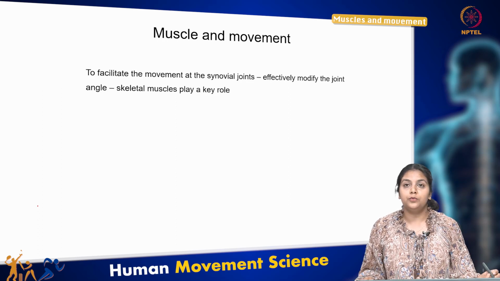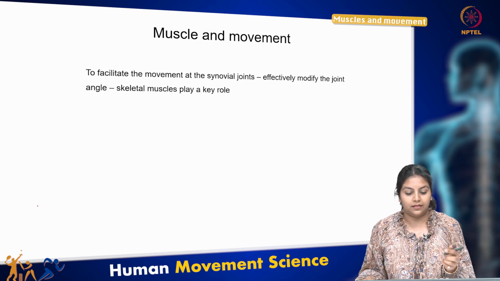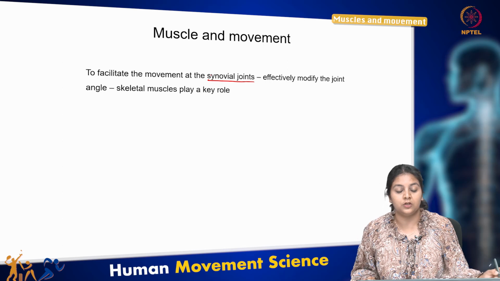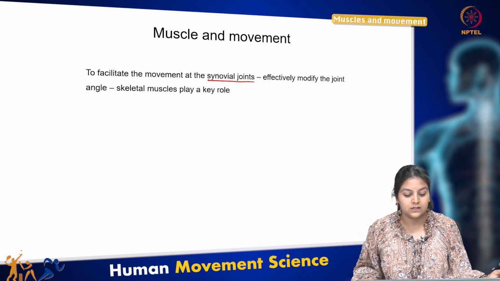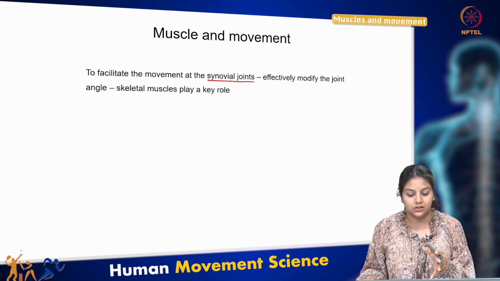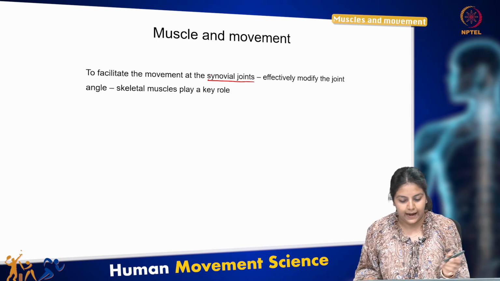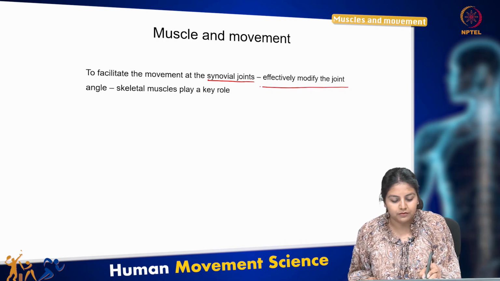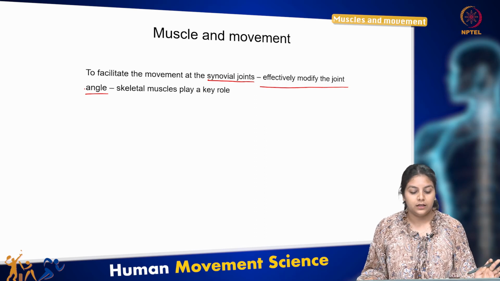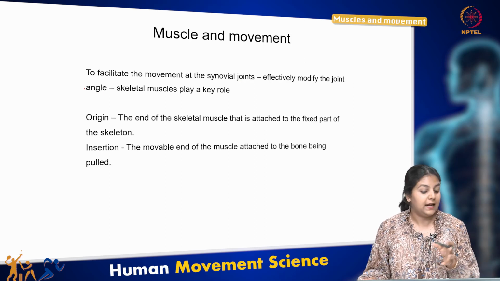For muscle and movement, let's start by looking at how movement is facilitated at the synovial joints. We looked at what synovial joints are, the different types of joints, and why they are called synovial joints as well. To facilitate movement at these joints, which means to effectively modify the joint angle, we know skeletal muscles play a key role. So how does this movement exactly occur?